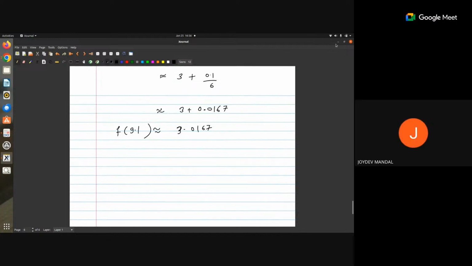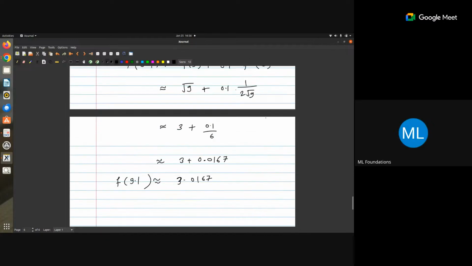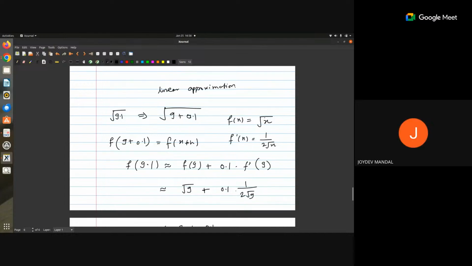Sir, I am not getting one thing. Yeah, tell me. Can you scroll up a little bit? Sir, here you have given 9.1, f of 9.1 is equal to f of 9, and you have converted it into two parts of one value, isn't it, sir? Just a minute, I'll tell you.